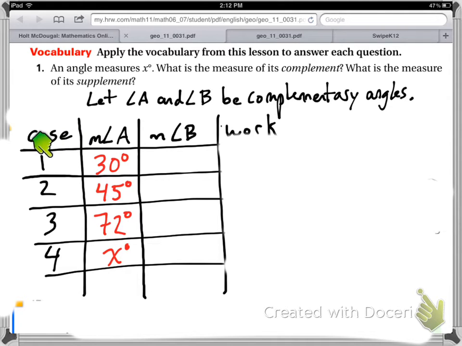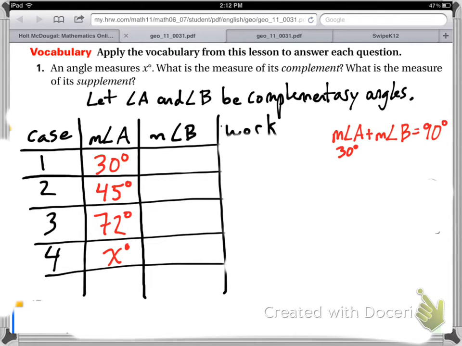So let's look at case 1 when the measure of angle A is 30 degrees. Let's start off by just writing down what we know is true. The measure of angle A plus the measure of angle B is equal to 90 degrees. Why is that? Because these two angles are complementary. And this is what it means for two angles to be complementary. It means that their sum is equal to 90 degrees.